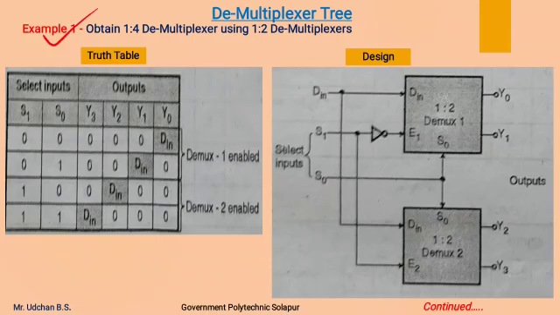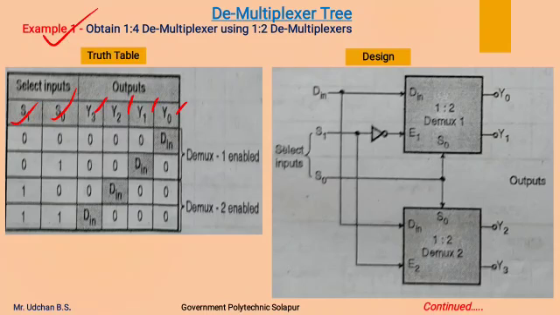So this is the first example in which we have to obtain a 1:4 demultiplexer using 1:2 demultiplexers. So first we have to form the truth table of the 1:4 demultiplexer. As the outputs are 4, the number of select lines will be 2, that is S1 and S0, and the 4 outputs are Y3, Y2, Y1, Y0.